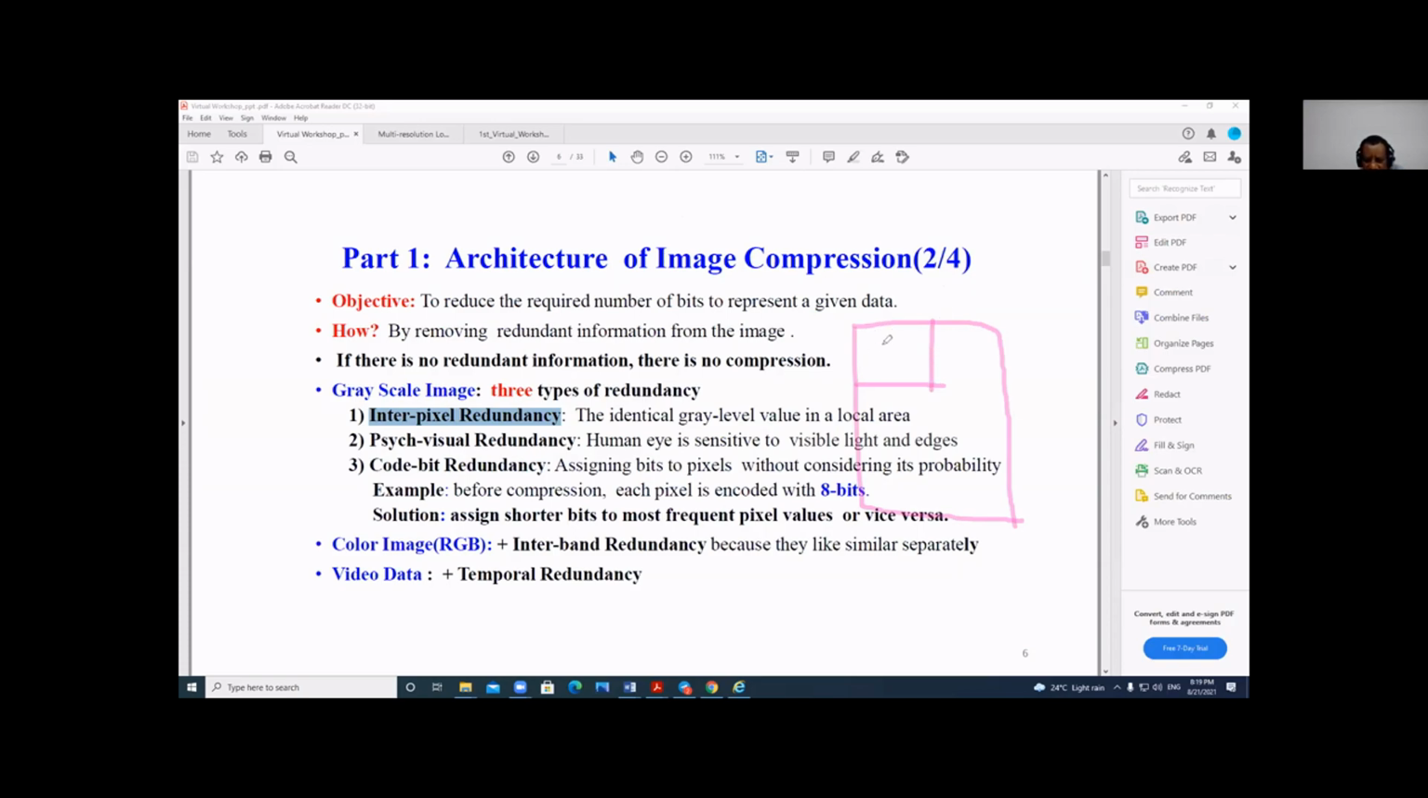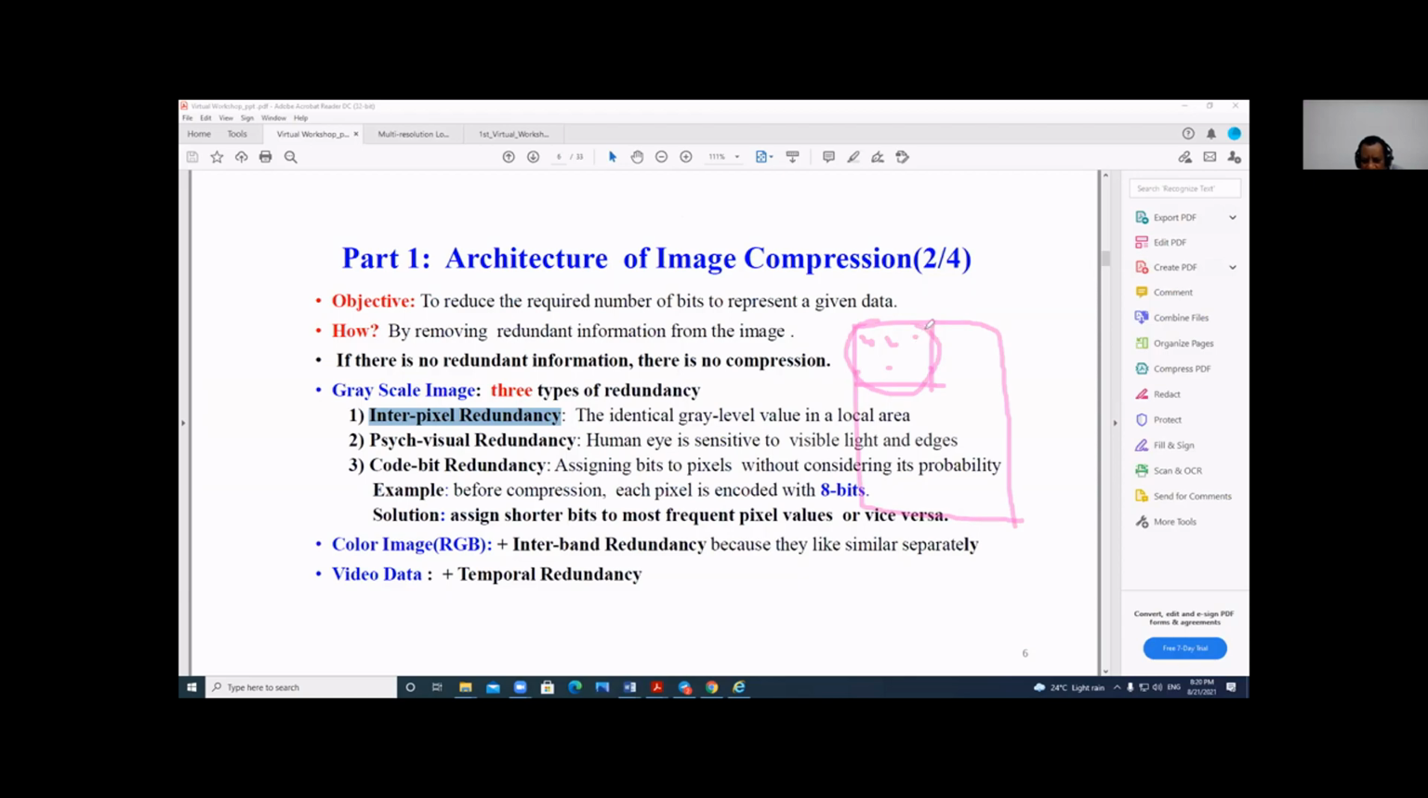So when the light falls down and there is a reflectance, that means the intensity value will be uniform because the characteristics of this surface are the same. So that means 20, 20, 20, 20 is the same. So this is redundant information.